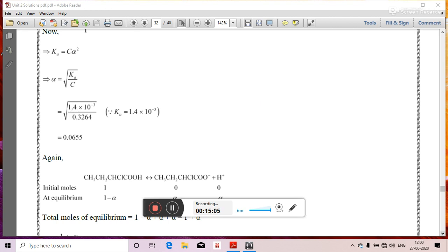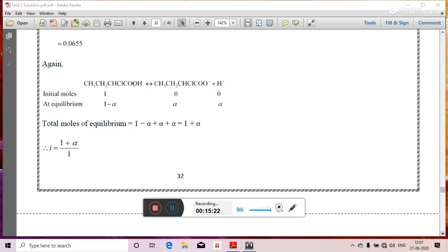Now the value of Ka given is 1.4 into 10 raised to minus 3. So the square root of 1.4 into 10 raised to minus 3 upon 0.3264 is equal to 0.0655. So that is the value of the degree of dissociation alpha.